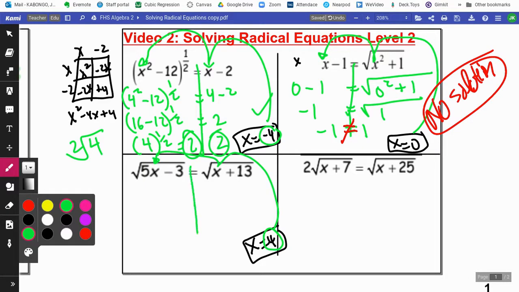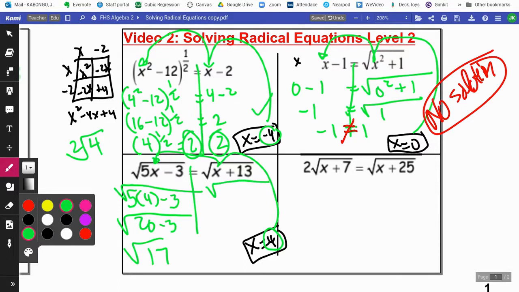So let's do the left side. Square root of 5 times 4 minus 3. That is 20 minus 3. That is 17 on that side. Let's go to this side. So we said 4 plus 13. It is indeed 17. So 4 is right. All right, let's move on to this.